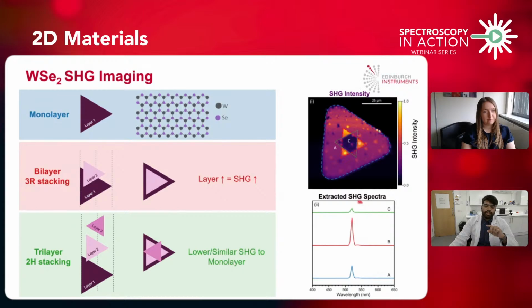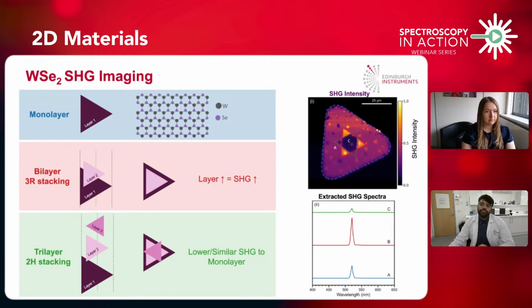So you can see that we've partially restored. This is why we can see a diminished signal in C. Typically when we have 2H stacking, we either see no SHG or a really low to similar amount of SHG that you'd expect for a monolayered system.